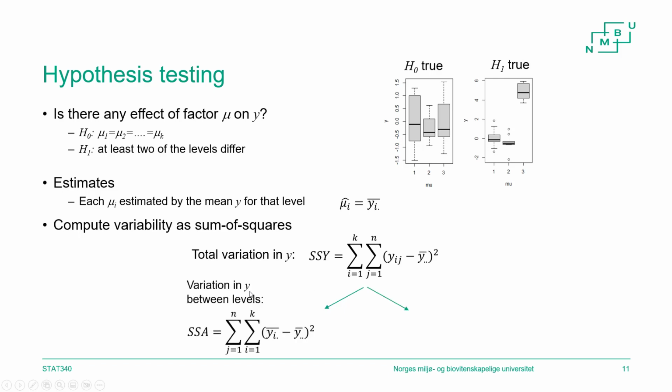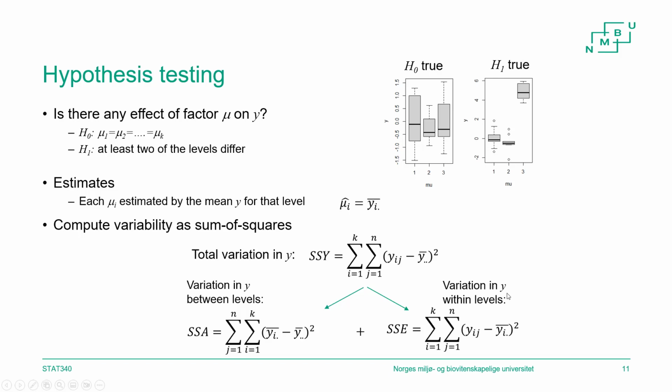The first one is the variation between the factor levels, and I call it SSA here. Here you have the mean inside each factor level minus the grand mean. And then you sum this for all the factor levels, within each factor level and over all factor levels.